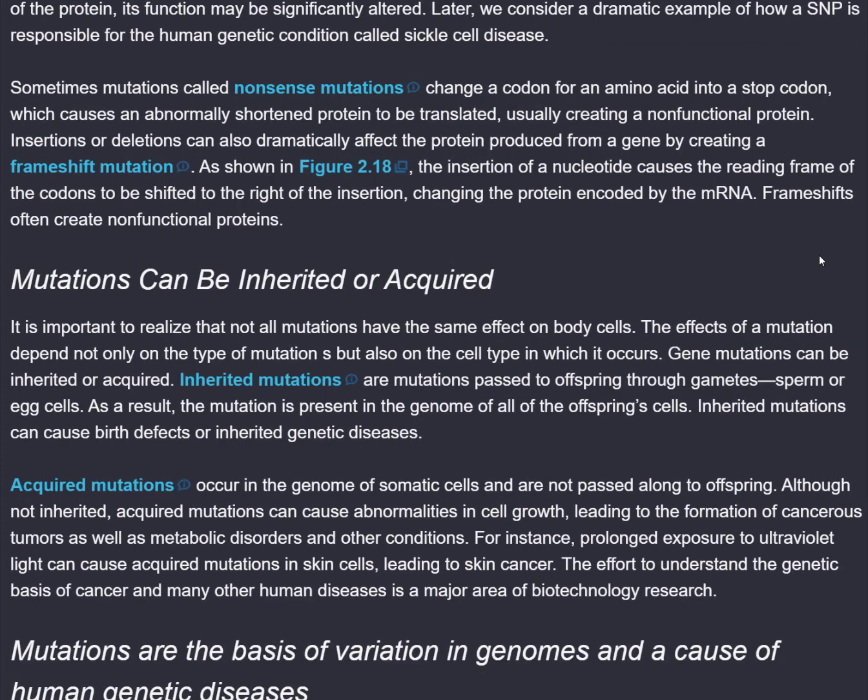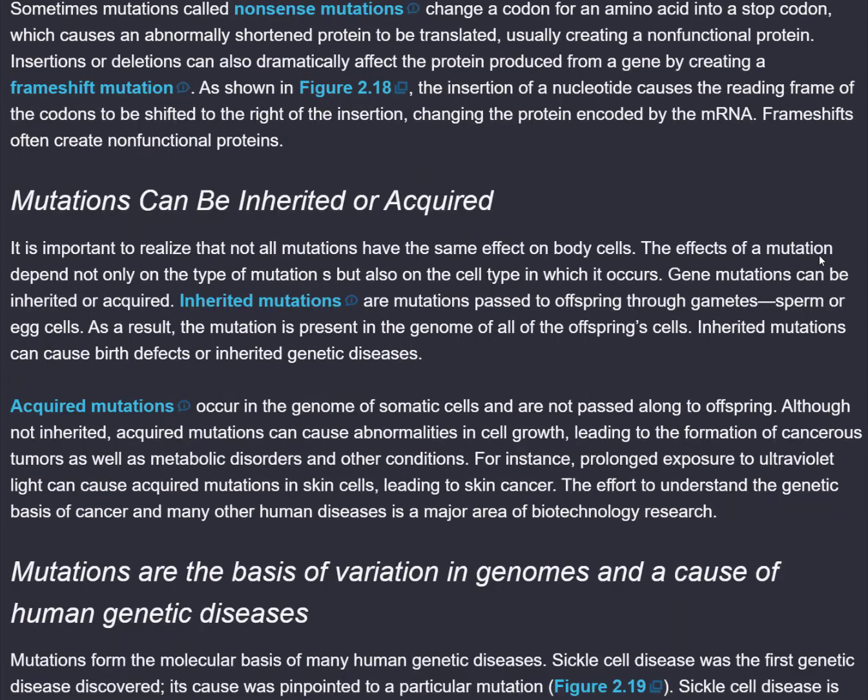of the protein, its function may be significantly altered. Later, we consider a dramatic example of how a SNP is responsible for the human genetic condition called sickle cell disease.